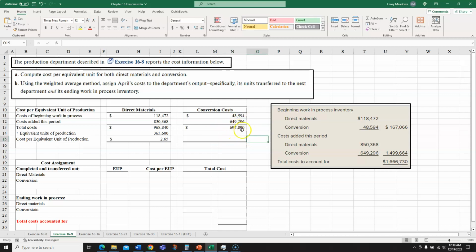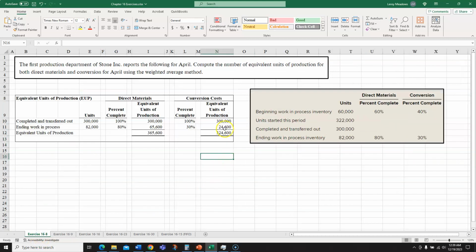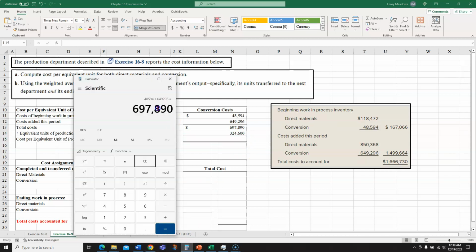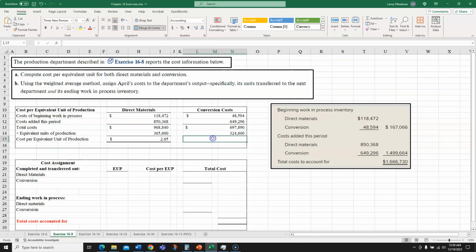So now I'm going to take my total conversion costs, divide that by the equivalent units of production for conversion. So what was my equivalent units of production for conversion? We got it right here, 324,600. So let's go back here, 324,600. So let's divide that out. 697,890 divided by 324,600 gives me a cost of $2.15 per equivalent unit of production for conversion. So $2.15. Okay.